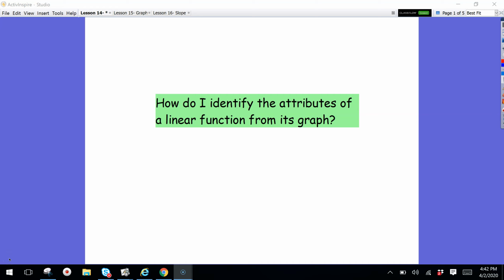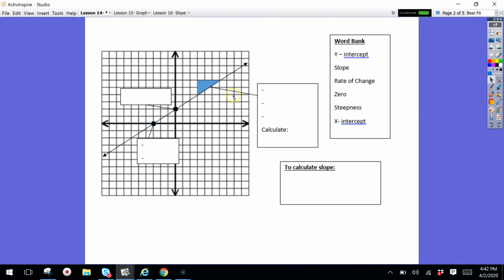In this video, we're going to discuss how we identify the attributes of a linear function from its graph. In class, we learned that a line is basically a function where we have a constant rate of change. So the very first thing that we're looking for in a linear function is that rate of change, since it's constant everywhere. One of the things that we're looking at is how much it's going up by and how much it's going across, because that tells us what the rate of change is.